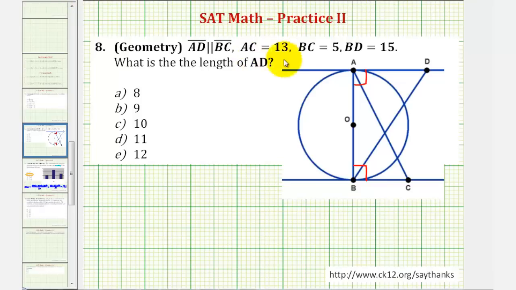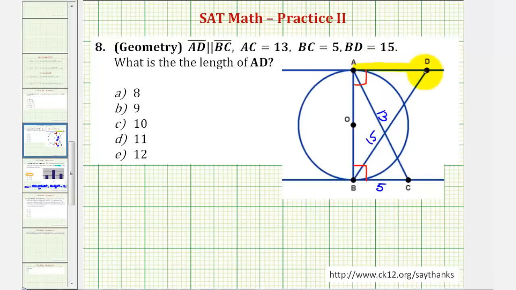Next, we're told the length of AC is 13, so this segment here is 13 units long. Next, segment BC is 5 units, this segment here. And then finally, the length of BD is 15 units, the length of this segment here. And our goal here is to find the length of AD, the length of this segment here.